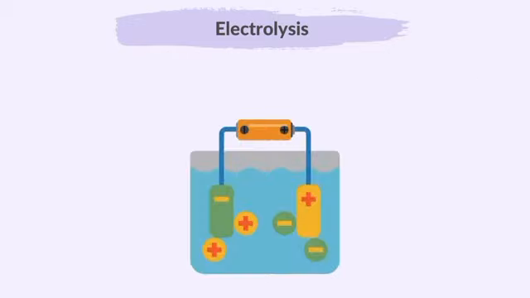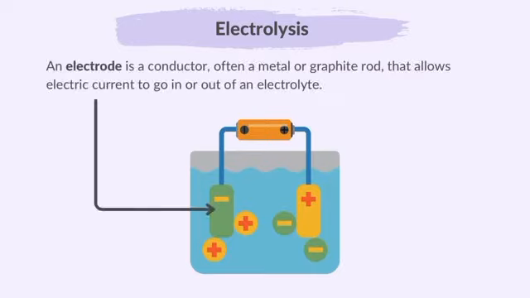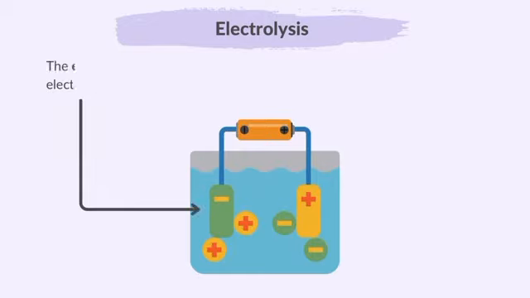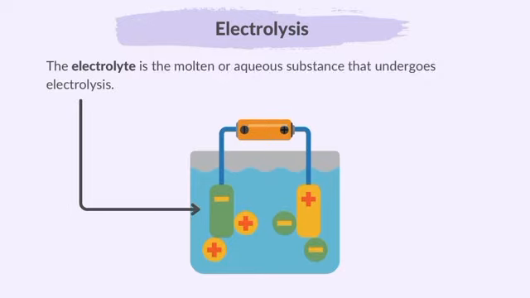This is an electrode. An electrode is a conductor of a metal or graphite rod that allows electric current to go in or out of an electrolyte. The electrolyte is the molten or aqueous substance that undergoes electrolysis. Molten means heated until it becomes a liquid, and aqueous means dissolved in water.